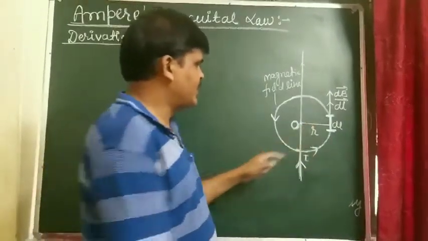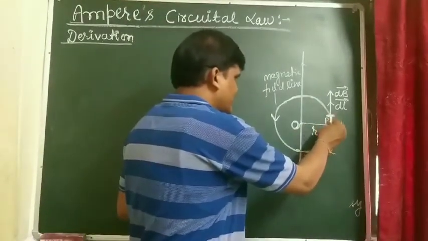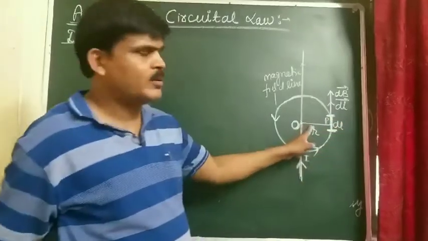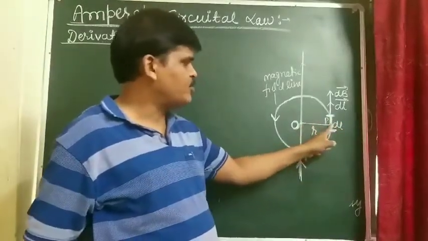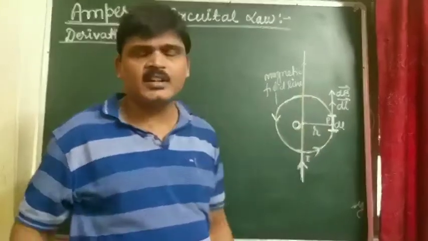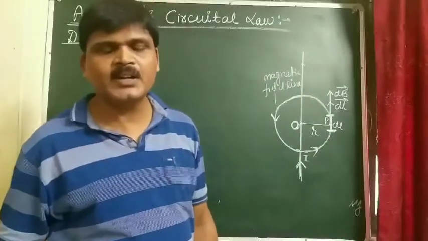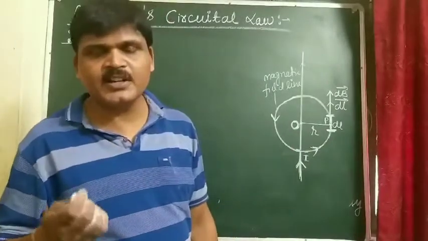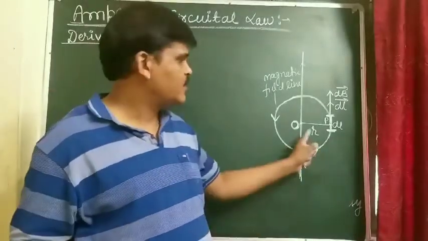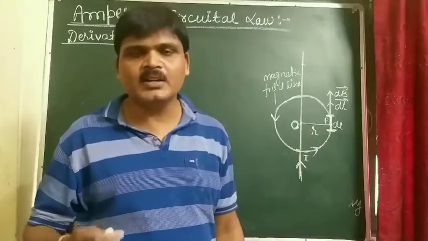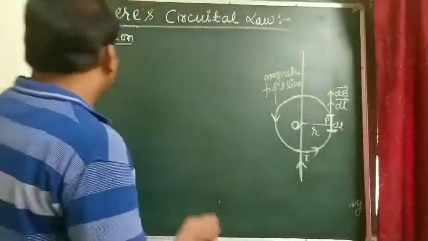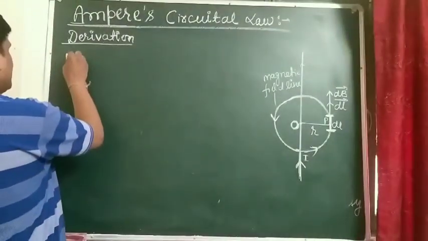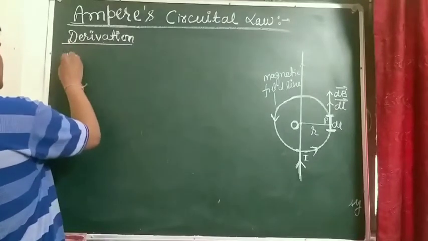and we take a point P and find the magnetic field at the point P due to the straight current carrying conductor. And you know that the magnetic field at a point P due to an infinite straight current carrying conductor is mu naught by 2 pi I by R. You know that.